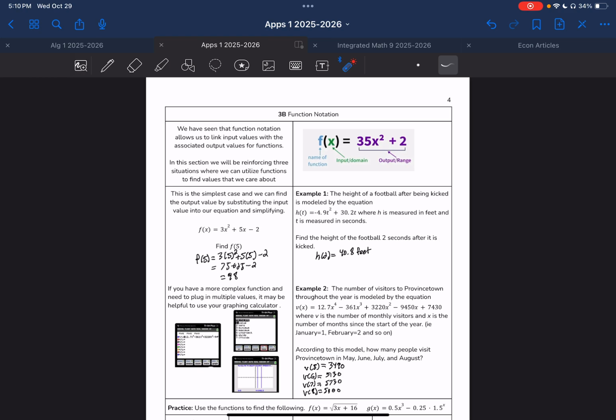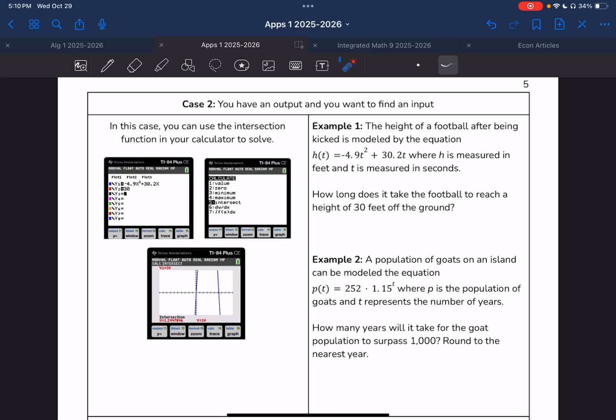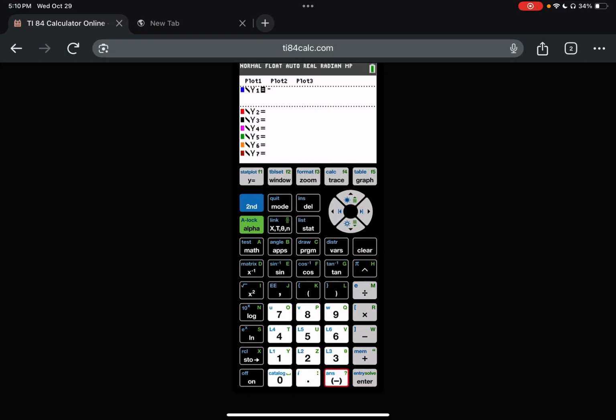So that's the first case, where we have an input value and we want to locate the value of the output. The second case is the inverse of that, which again we talked about before, and that is where you have an output value and want to solve backwards for an input. So we have our football here, but now we care about how long it takes to reach a height of 30 feet off the ground. What we can do there is take our function, put it into y1, and now when we hit graph, hold on.